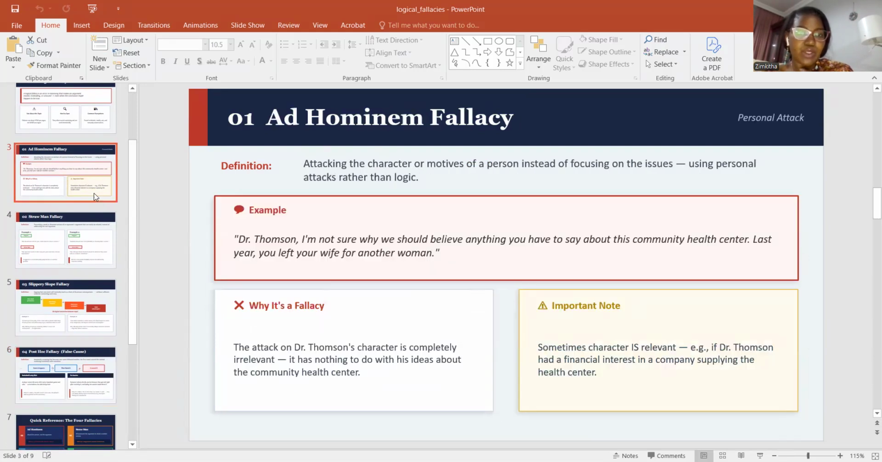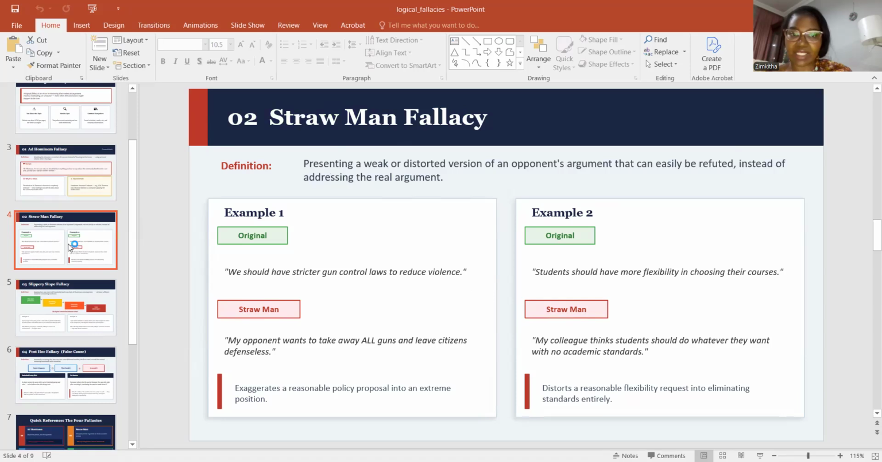So the first one, we talked about the ad hominem fallacy. That's when you are attacking the person and you're not attacking the argument. Okay. So when you are losing an argument, do not attack the person. Then the next one is straw man fallacy. It's when you present a very weak or distorted version of the opponent's argument that can be easily refuted. Okay. So, for example, by exaggerating a reasonable thing into something very unreasonable.